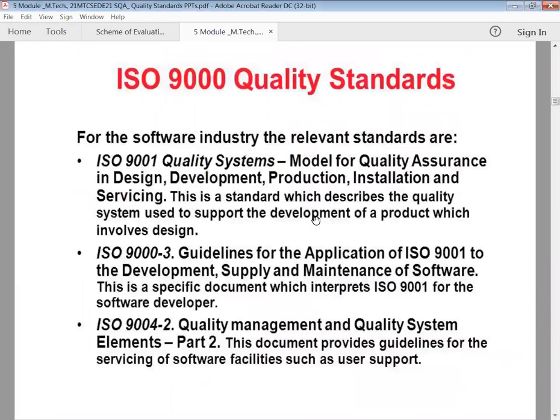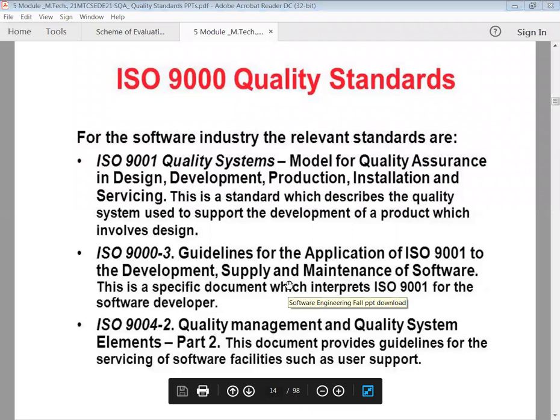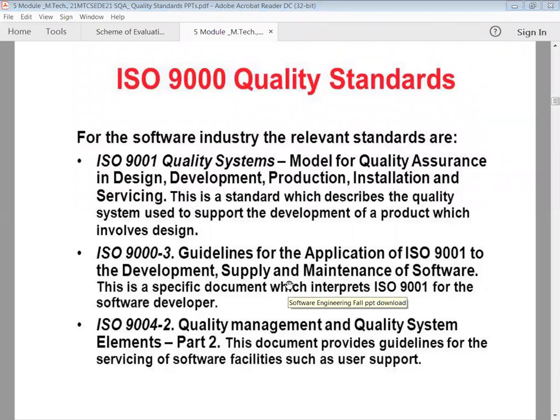So if you take the ISO 9000 quality standards for the software industry, the relevant standards, which are more adaptable to the software industry, mean the ISO 9001 quality systems. This particular standard gives you a model for quality assurance, design, development, production, installation, and servicing. So during the design stage itself, you have to follow some standard. While developing, coding time also, we have to follow the standards. And once it is completely assembled and ready to use, that time also, it should have the quality. And while installing the software, we should follow some standards. And once it is installed and deployed on the particular site, after 6 months or 1 year of usage, you should have the facility for service.